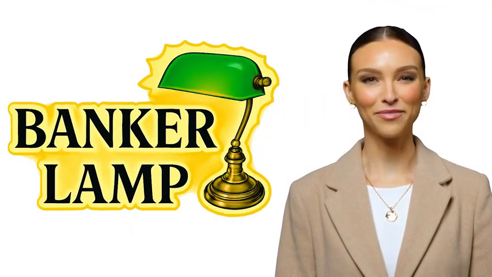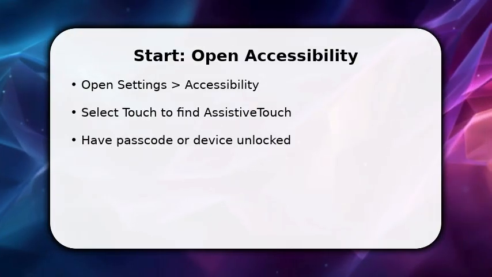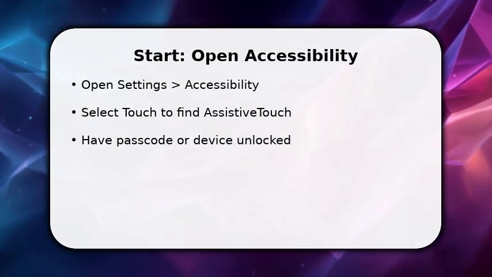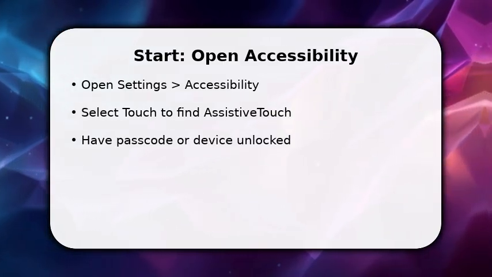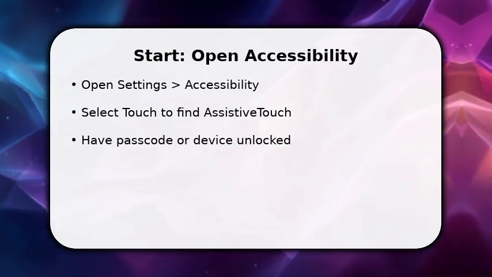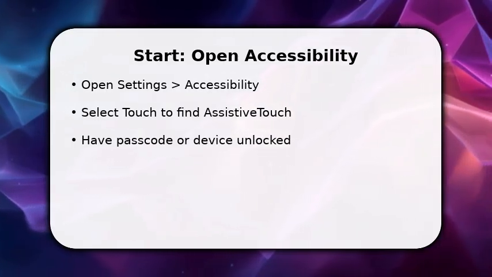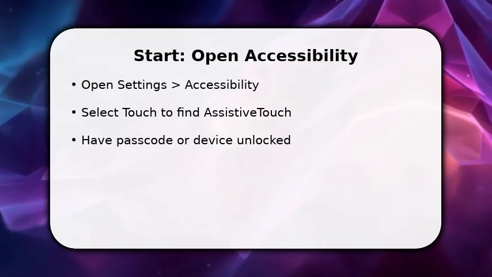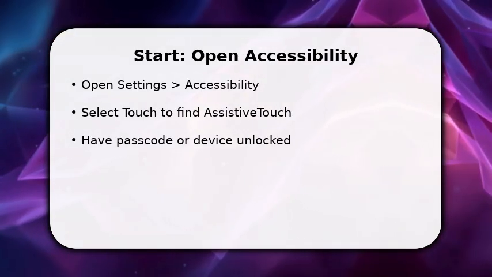Please enjoy the video. You're going to remove the floating circle by opening Accessibility now. First, unlock the iPhone and go to Settings, then tap Accessibility so you reach Touch options. Once done, choose Touch to expose Assistive Touch. This is the feature creating the circle.